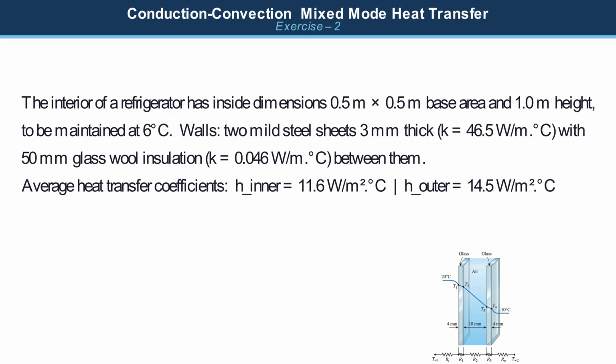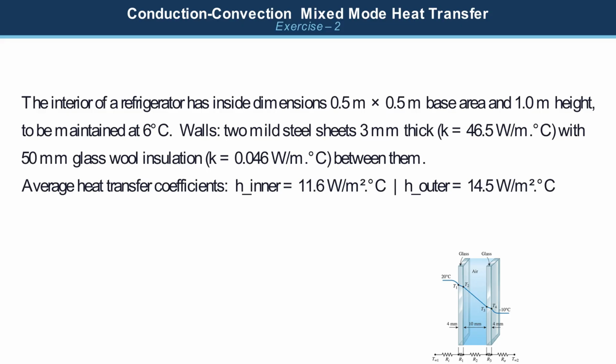2 mild steel sheets, each 3 millimeters thick, with K equals 46.5 watts per meter degrees Celsius. These are the inner and outer metal skins of the fridge. Between them, 50 millimeters of glass wool insulation with K equals 0.046 watts per meter degrees Celsius. This is the critical layer that keeps the cold in and the heat out.